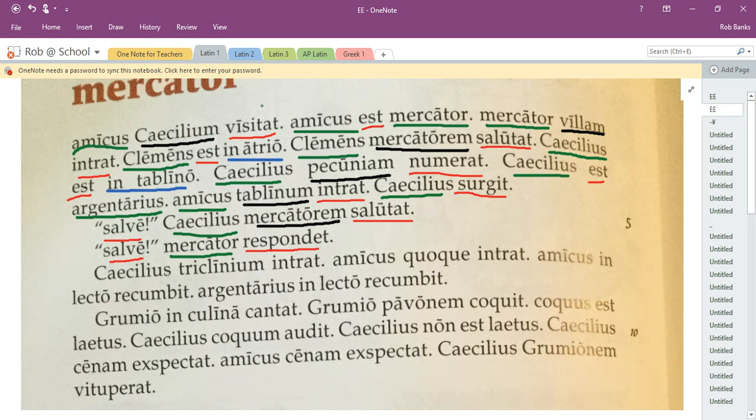Caecilius Grumionem vituperat. So Caecilius, that's my subject, right? Us, nominative. Vituperat, that's the verb. Not surprisingly, it comes last. So Caecilius curses or scolds. Who's being scolded? Who's receiving the vituperating? Grumio, right? Grumionem, right? Em tells me it's accusative. So Caecilius curses or scolds or tells off Grumio, right? He must be an exceptionally bad singer, which is totally believable.